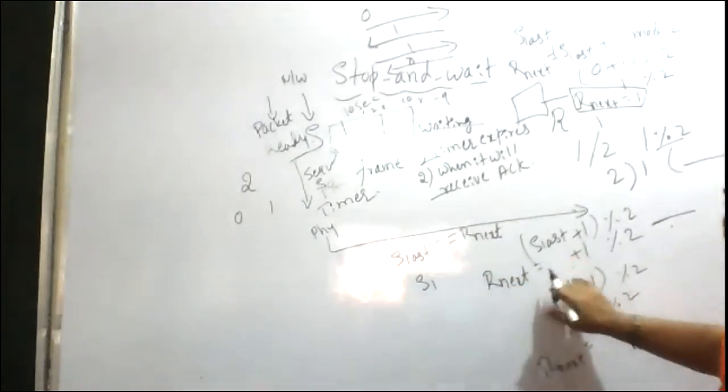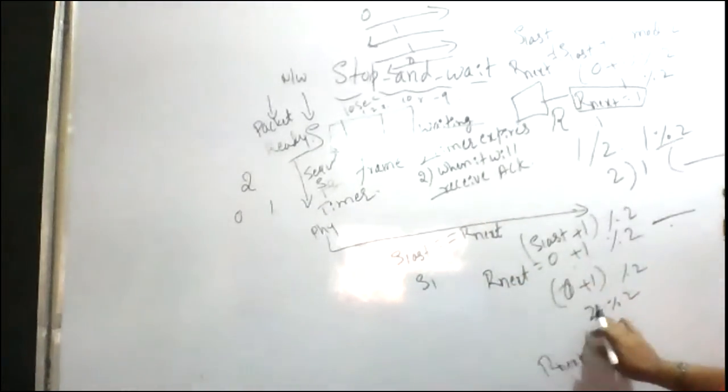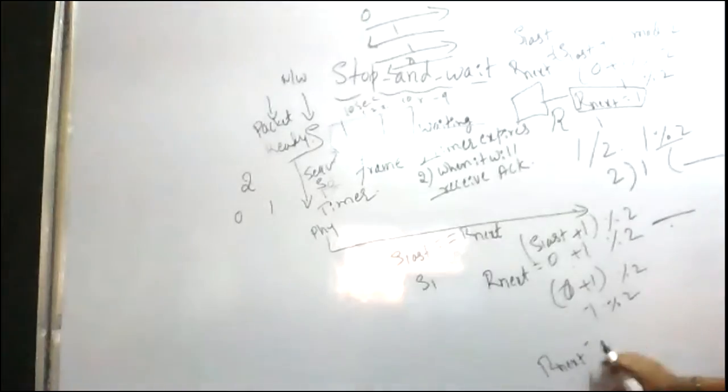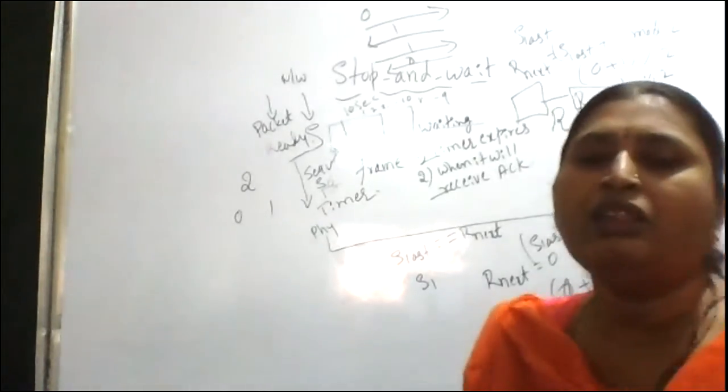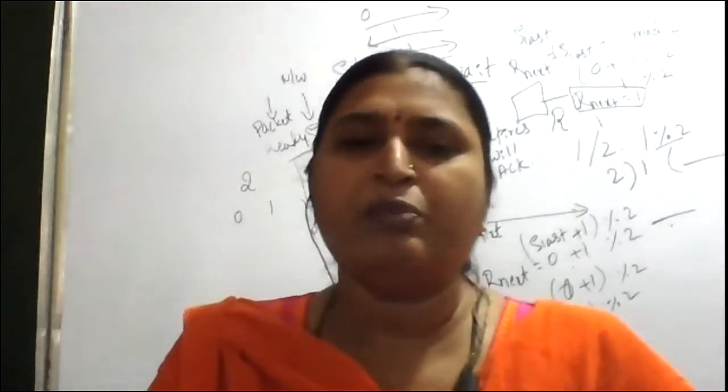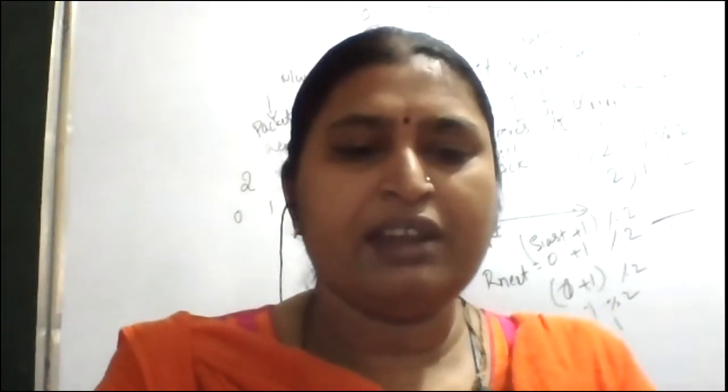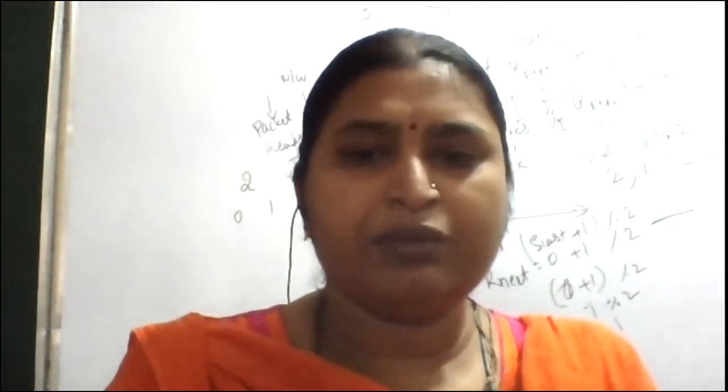The received frame is 0. 0 plus 1, 1 mod 2, the answer will be 1. That means now I want the first frame. In this way, the communication will be carried out between the sender and receiver.